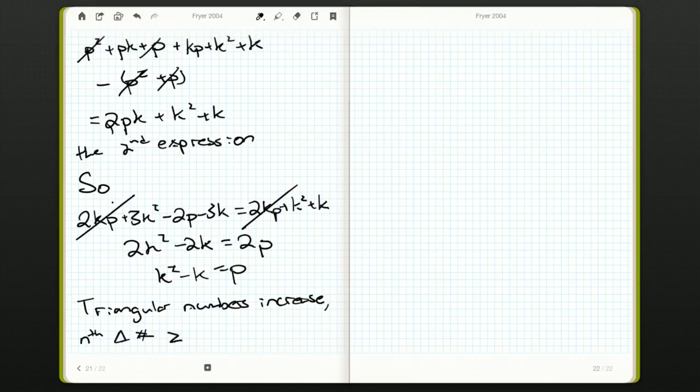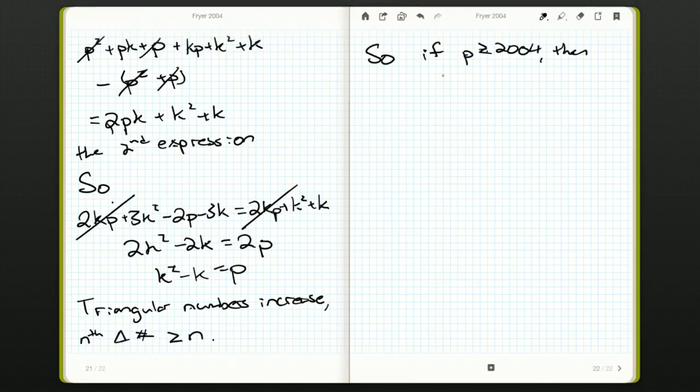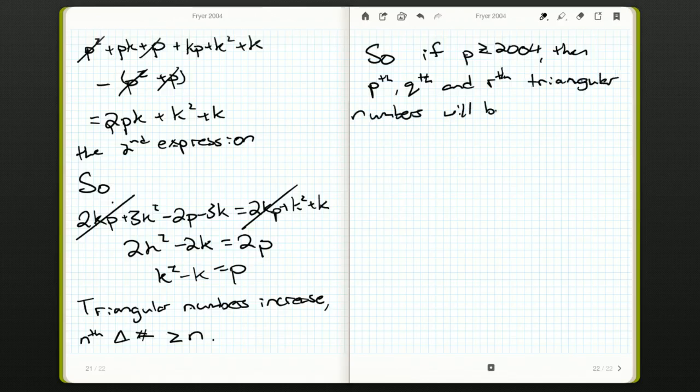The nth triangular number is at least as big as n. So if p is greater than or equal to 2004, then the pth, qth, and rth triangular numbers... Right? And we just wanted them to be over 2004.